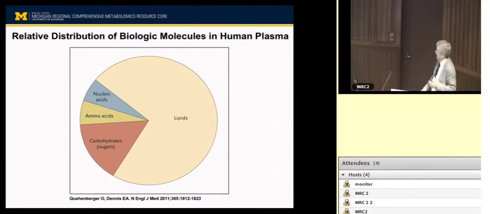It's becoming clear that lipids are the primary metabolite that's in plasma. In fact, in most cells, different kinds of lipids make up a large proportion of all the metabolites that you can measure. And the complexity of lipids is much higher than most of the other metabolite classes. In fact, all the other metabolite classes.